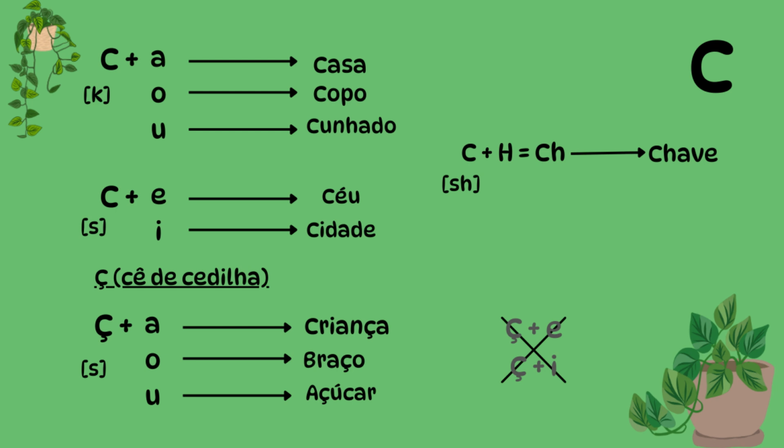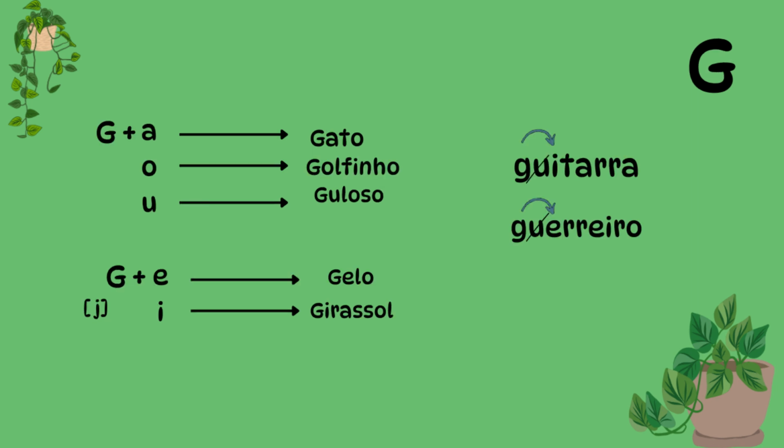Or braço. Açúcar. C de cedilha cannot be used with E or I. The next one is C and H, which gives a sh sound. For example, chave. Our next letter is G.